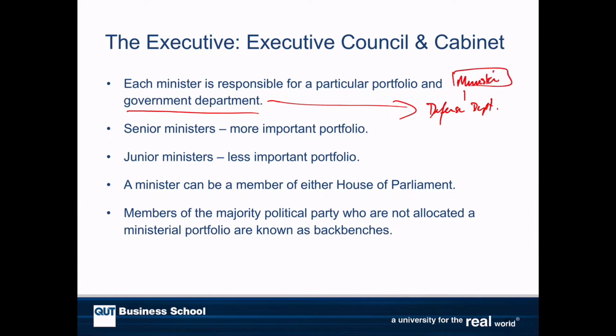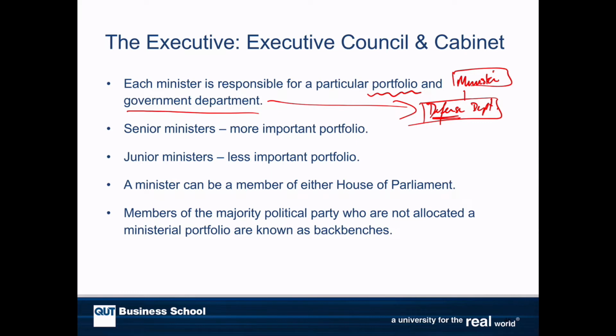So what we find is that each government, the party that controls the lower house, which we remember from our last slide, will decide how to organise the business of government. It's sometimes called the machinery of government, and they come up with some portfolios. So one of these portfolios will be defence, and that's of course being in charge of our defence force.